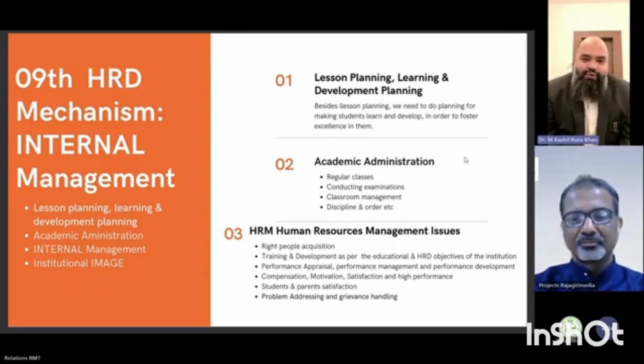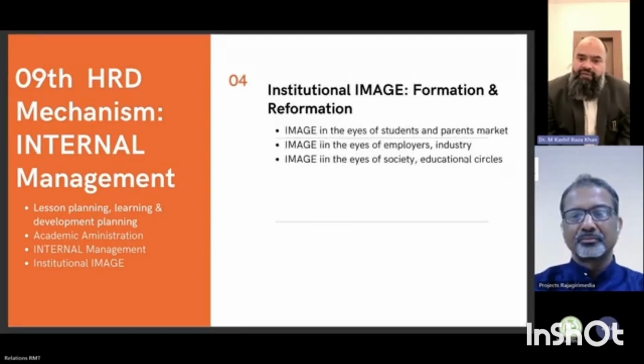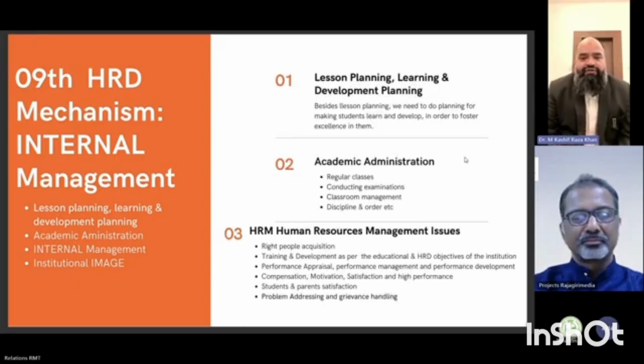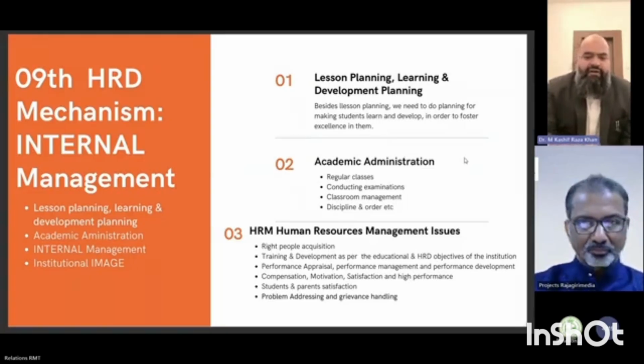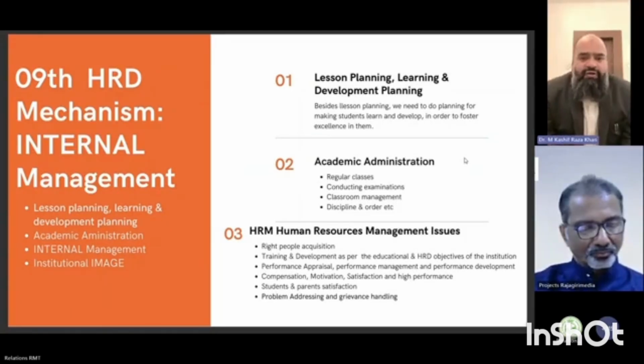The next important issue is compensation, motivation, and performance development, again for teachers. And lastly, regarding HRM issues, there is grievance handling. If there is any problem, it needs to be redressed, and there needs to be a proper process and formal method of redressing and problem solving.